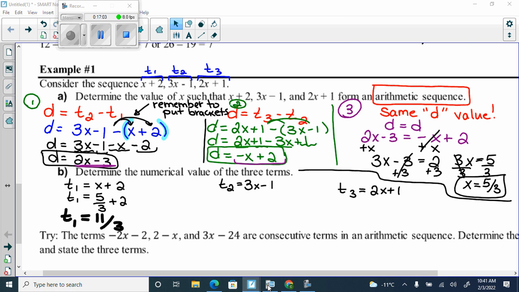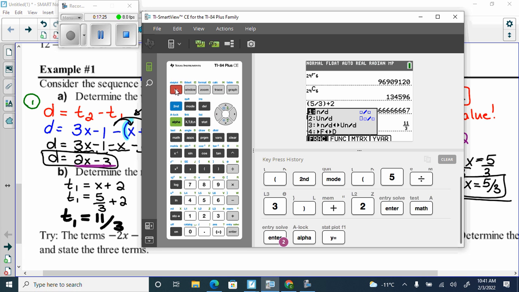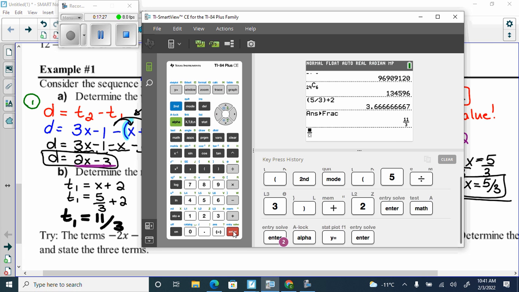If you have the newer calculators, you have a fraction button. You maybe didn't even know you have it. So if you have the TI-84s or the colored calculators, try it out and see if you have it. You're going to press alpha, the green one, and then y equals, and then enter. And the fraction will pop up.